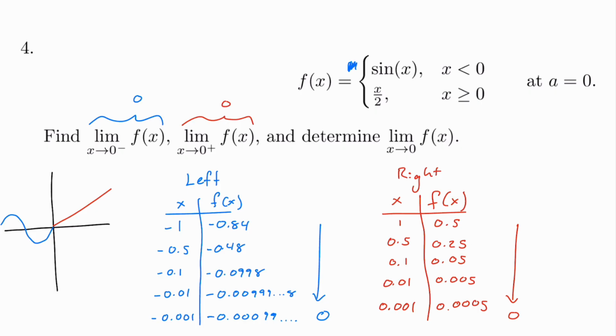And now with both our graph and our tables here, we can see that these are getting closer and closer to 0. So in our graph, right, they're both ending up towards that origin point at 0, 0, and our left-handed side is 0, right-handed side is 0. So I can say that our limit as x approaches 0 of f of x is going to equal 0.